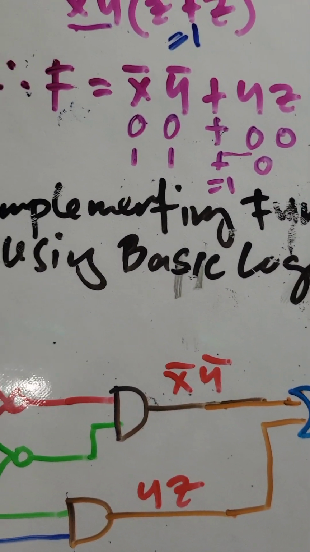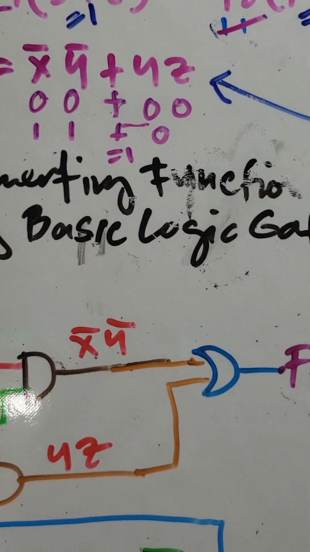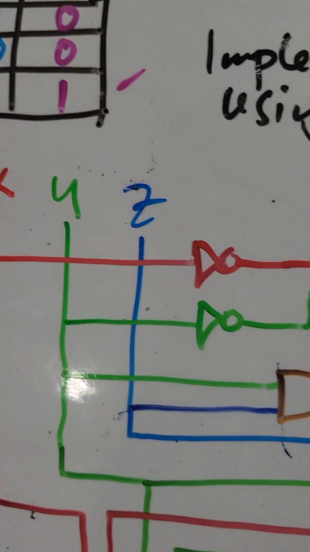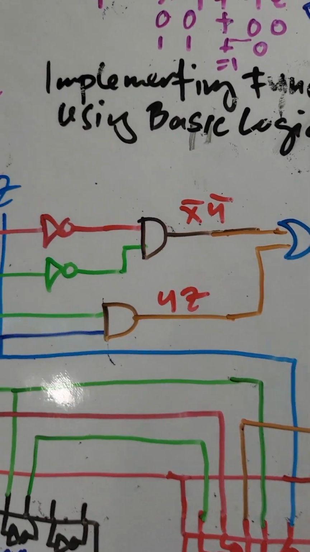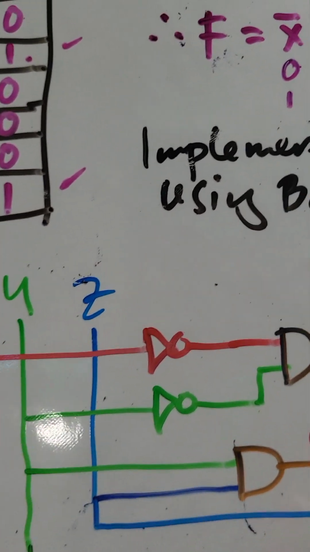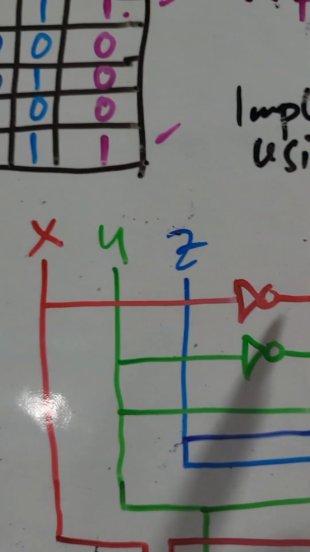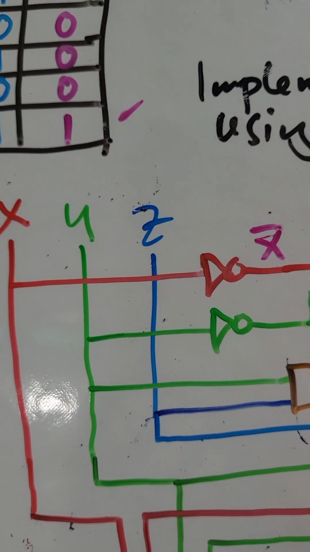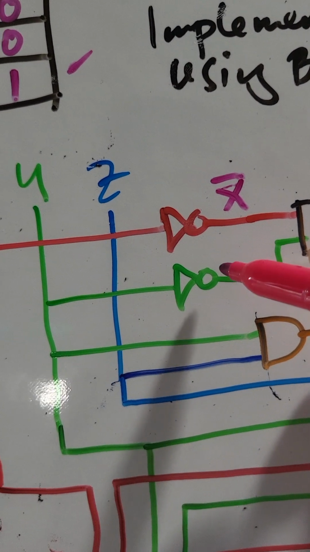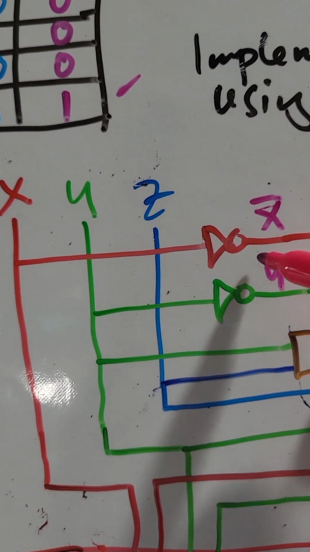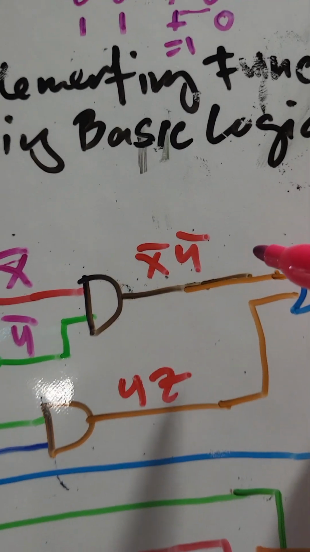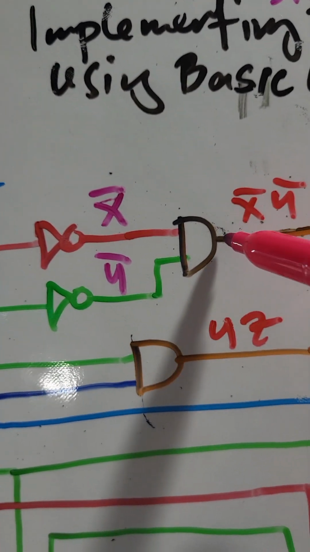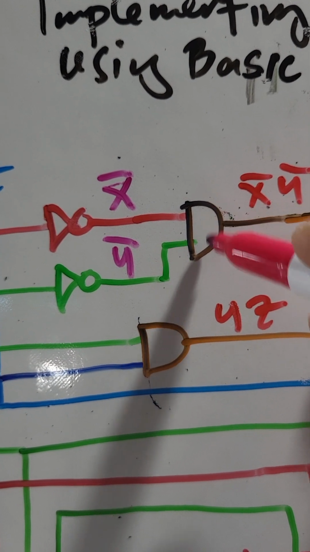Alright? Now, let's proceed to implementing the function using basic logic gates. So x, y, z, so that is our implementation. I forgot to put the label. This is x bar, and this is y bar. So the output here is x bar, y bar, because this is an AND gate. This drawing is an AND gate.